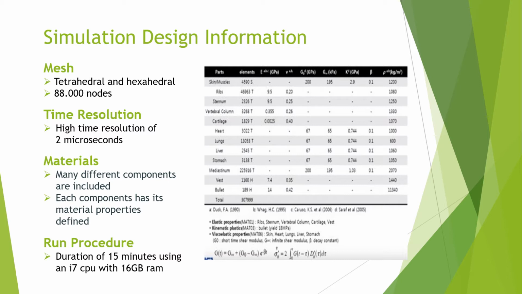This model uses several different meshes representing different components such as the ceramic plate, ribs, skin, and internal organs. In reality, each of these components have vastly different properties. As such, each component in the simulation had its properties designed separately. Examples of such properties are seen in the table on the right.